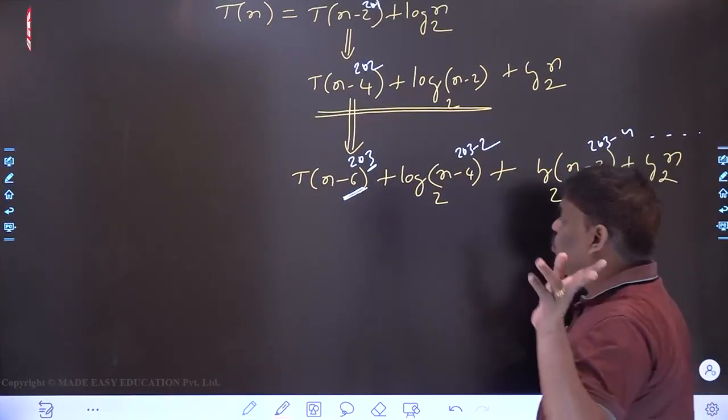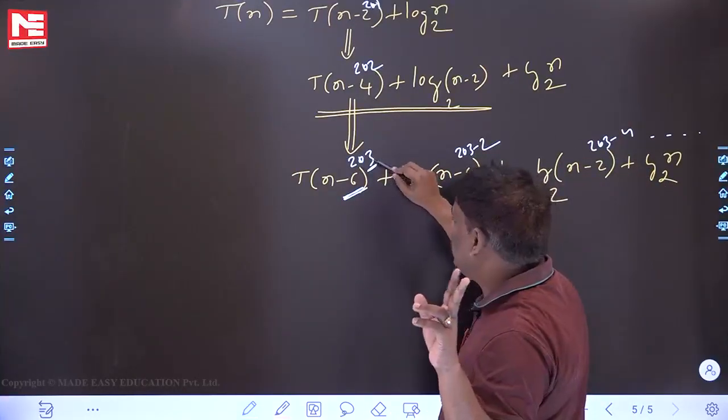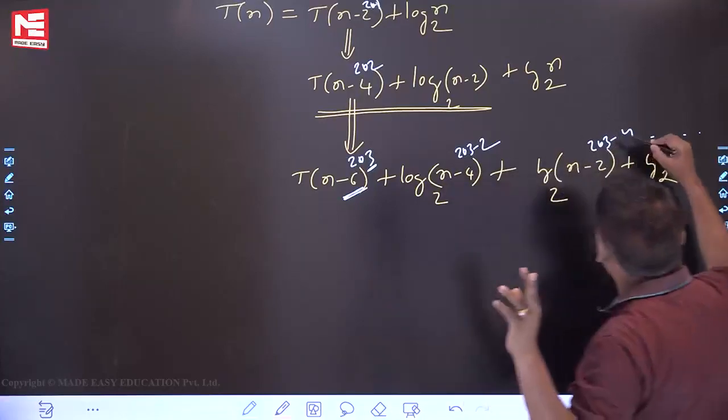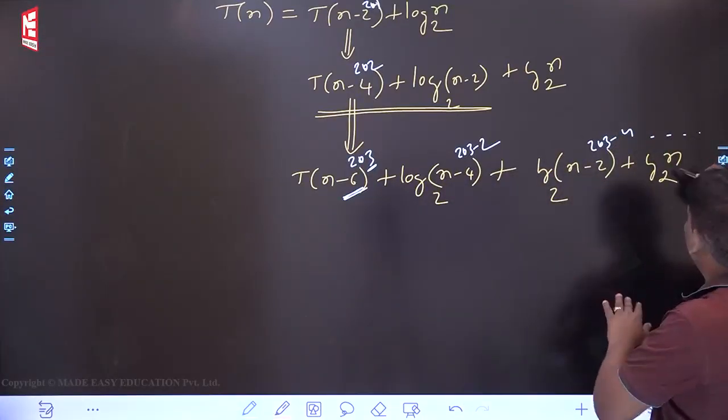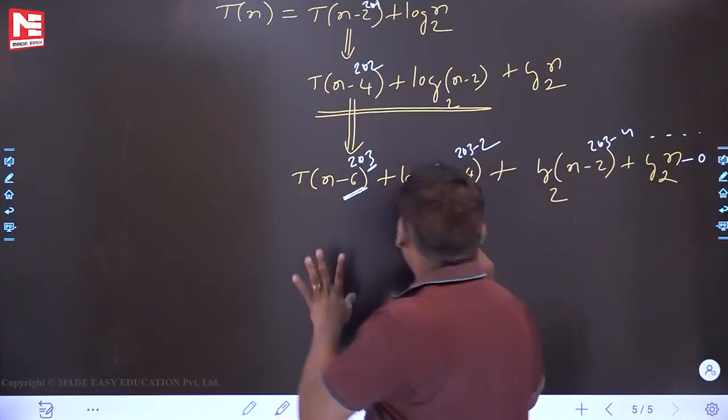So if you do 3 times, everything should be in terms of 3. If you want, you can just say 2 into 3 here, 2 into 3 minus 2, 2 into 3 minus 4, 2 into 3 minus 6, and so on until n will come. This is a 0, that is okay. Fine. So if you do 3 times, this is the story.